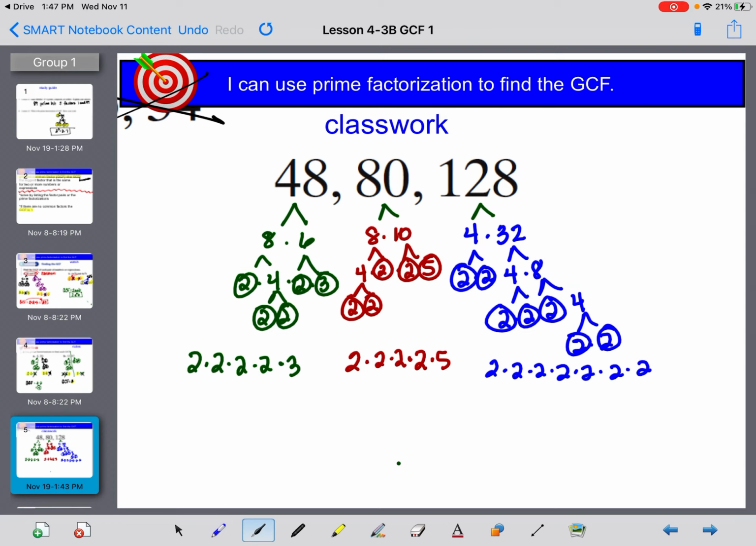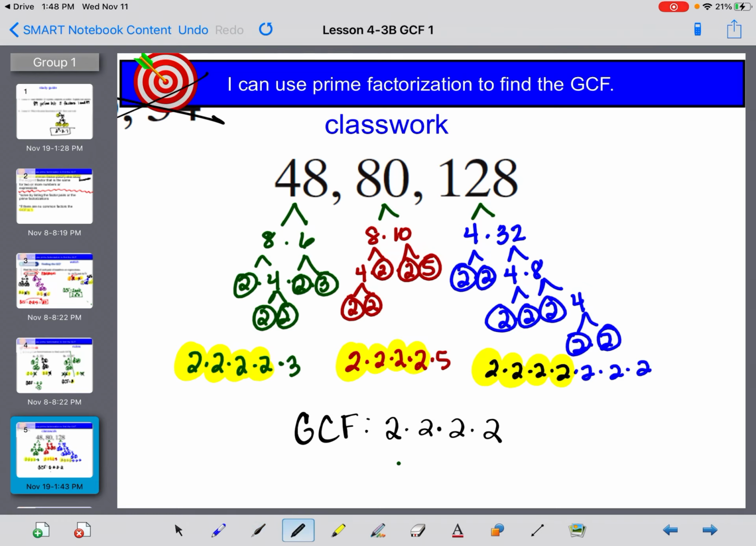All right, hopefully you got the same prime factorizations that I got. Now for the greatest common factor, we need to look at numbers that are in every one of the numbers. 2, 2, and 2. Then there's a second 2 in common. There's a third 2 in common. There's a fourth 2 in common. So I've got 2 times 2 times 2 times 2.